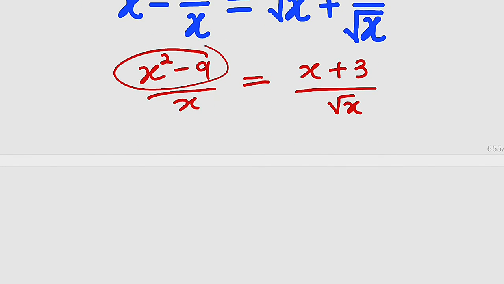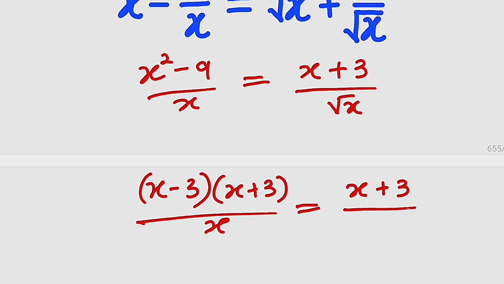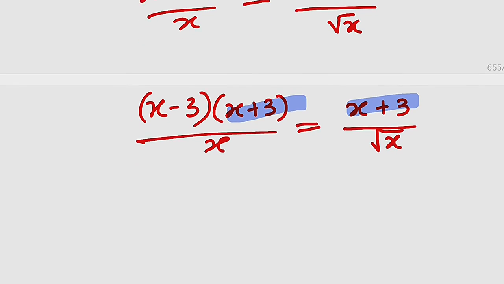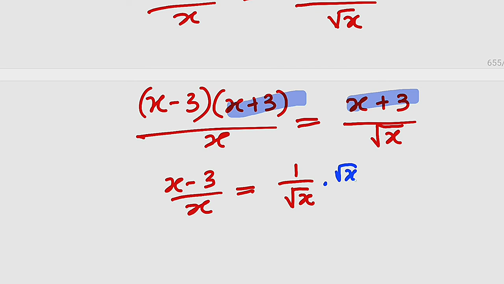The left hand side is just a difference of two squares, which can be written as x minus 3 multiplied by x plus 3, divided by x. This is equal to x plus 3 divided by root x. For cancellation, this will cancel this. So we have x minus 3 divided by x to the left, and to the right hand side we have 1 divided by root x. We can rationalize the denominator of the right hand side by multiplying the top and the bottom by root x. It won't change anything.